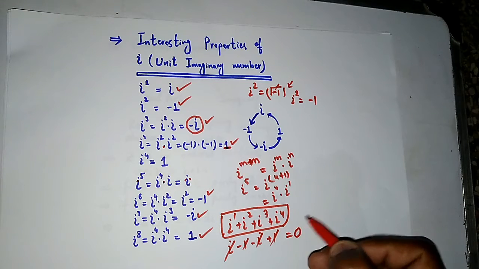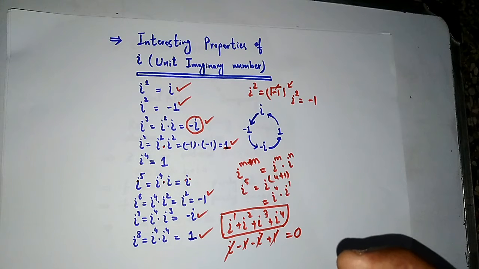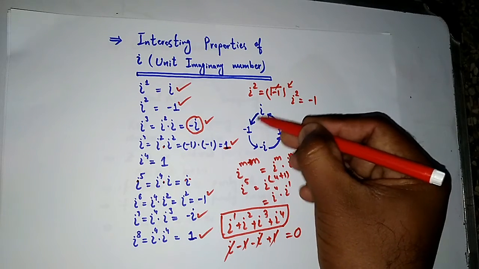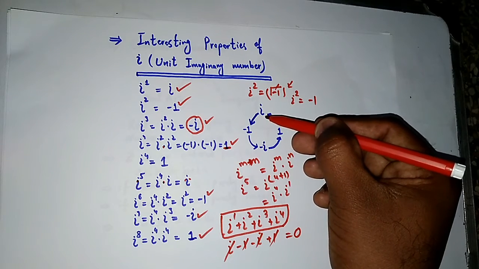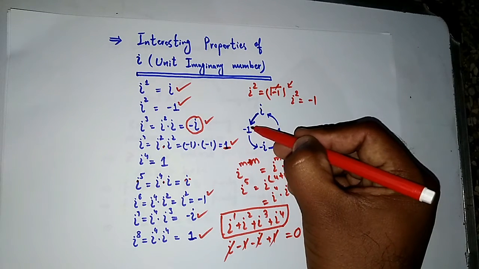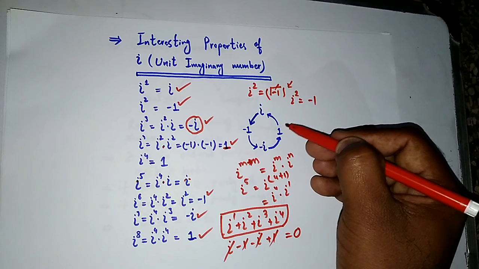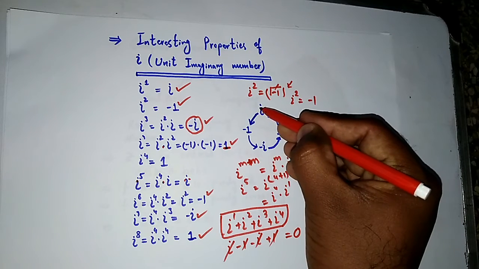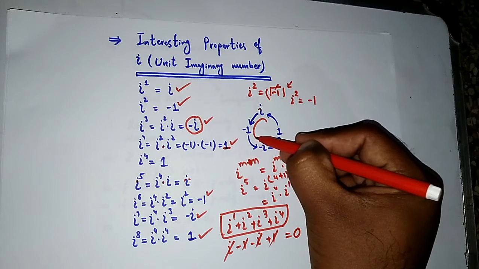So we can see that if we add 4 consecutive powers of iota, then we will get 0. Here we can see that iota is revolving in a circle after its 4th power. This is iota 1, iota square, iota power 3, iota power 4, and when we take iota power 5, we will again get iota.